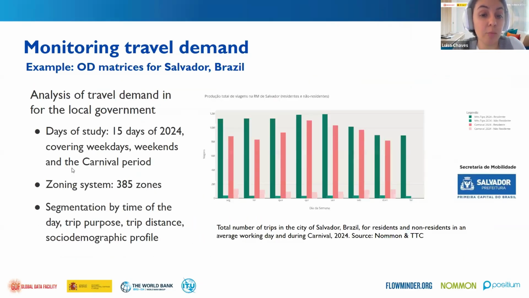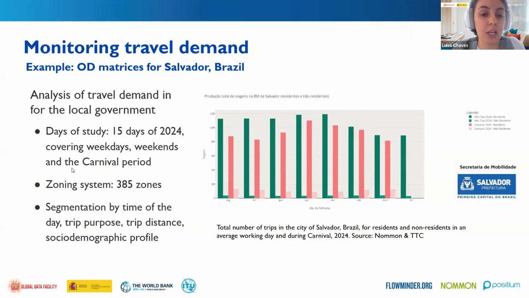The city of Salvador in Brazil has also used mobile phone data to better understand mobility patterns in the metropolitan area. The analysis covered 15 days in 2024, including weekdays, weekends, and the carnival period. The study segmented mobility by time of the day, trip purpose, trip distance, sociodemographic information, and transport mode, including public buses, both urban and metropolitan buses, subway, and ferries.